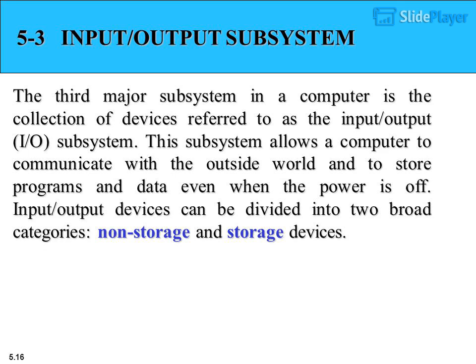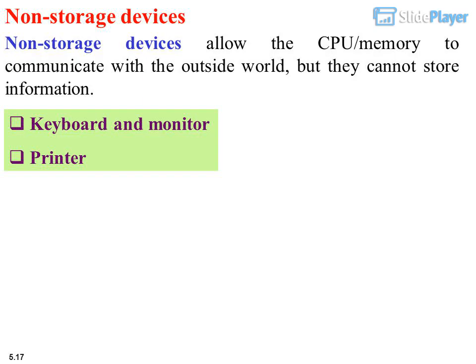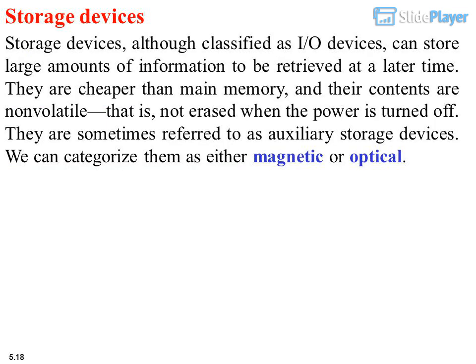The third major subsystem in a computer is a collection of devices referred to as the input/output, I/O, subsystem. This subsystem allows a computer to communicate with the outside world and to store programs and data even when the power is off. Input/output devices can be divided into two broad categories, non-storage and storage devices. Non-storage devices. Non-storage devices allow the CPU/memory to communicate with the outside world, but they cannot store information. Keyboard and monitor. Printer. Storage devices.